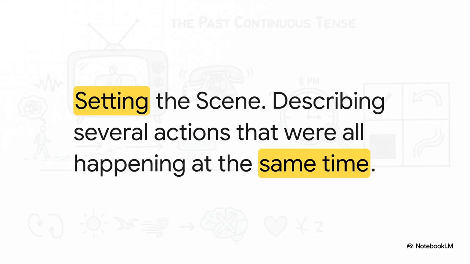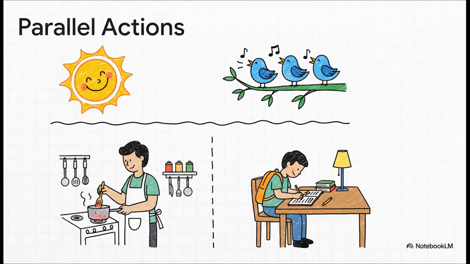Okay, on to use number 2, setting the scene. You can use the past continuous to describe a bunch of different actions that were all happening at the same time, and this creates a really vivid atmosphere. For example, the sun was shining, the birds were singing. You can immediately picture that, can't you?